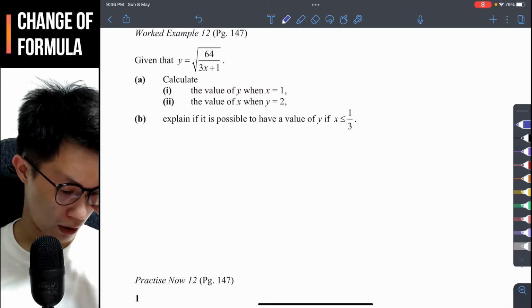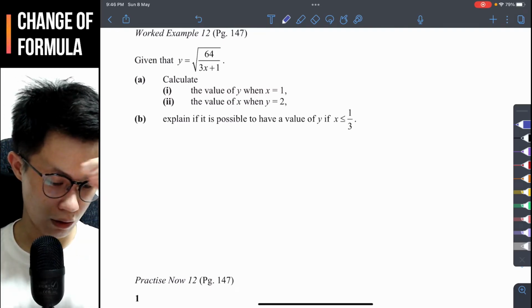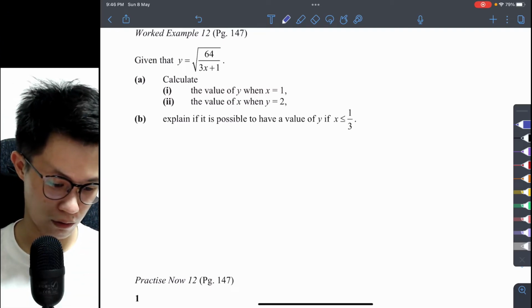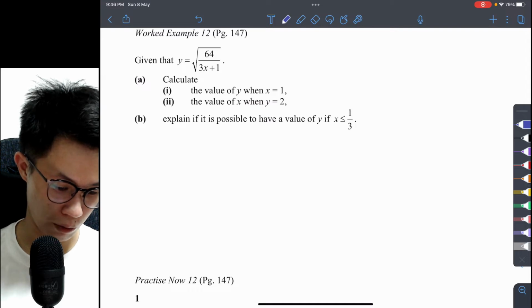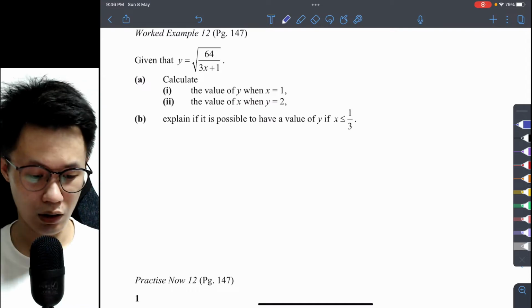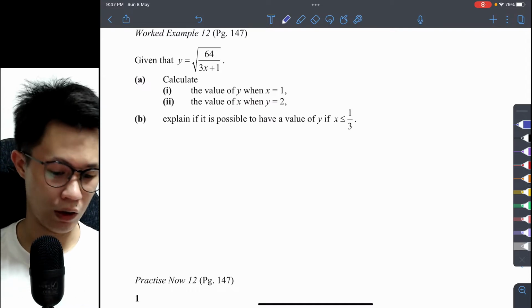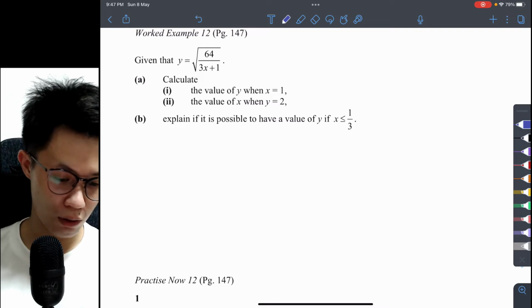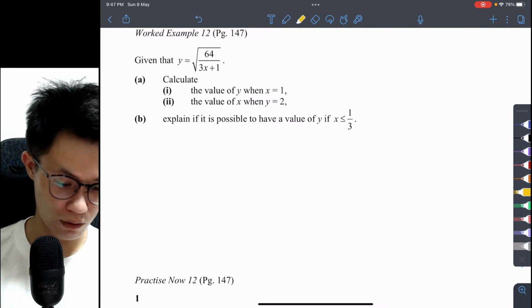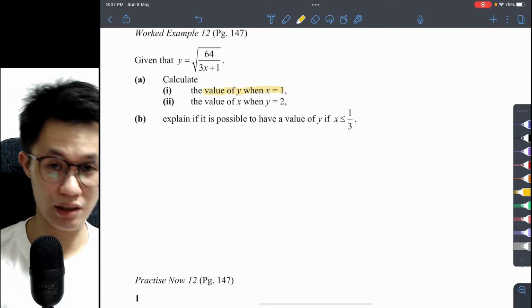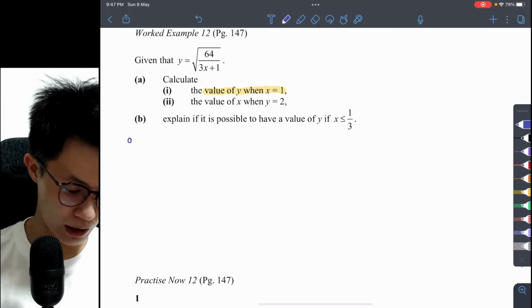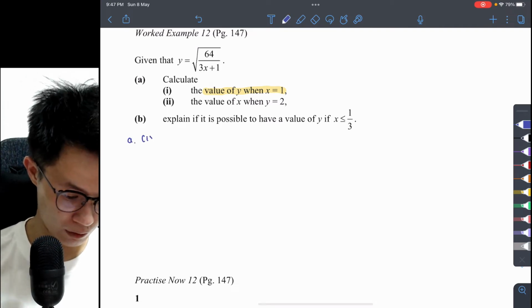Okay, so in this case, given that y is equal to the square root of 64 over 3x plus 1, we want to calculate certain values of y. So the first step is to find the value of y when x is equal to 1. It's fairly simple. The first step is to substitute.